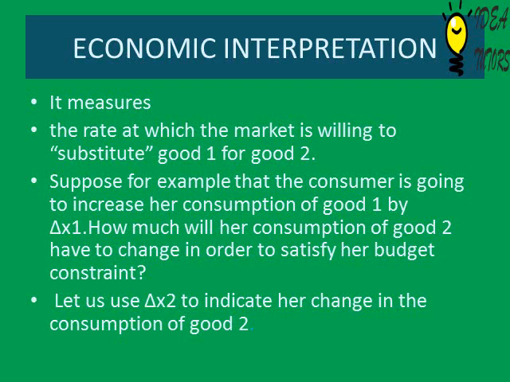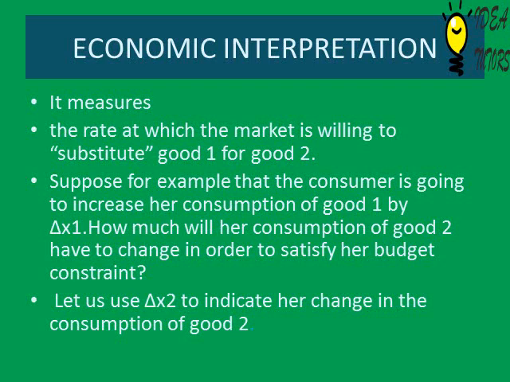Now suppose, for example, that the consumer is going to increase consumption of good 1 by this amount delta x1. This triangle is the Greek letter delta, which is used to denote change. So delta x1 is some change in the quantity of x1. How much will her consumption of good 2 have to change in order to satisfy her budget constraint?